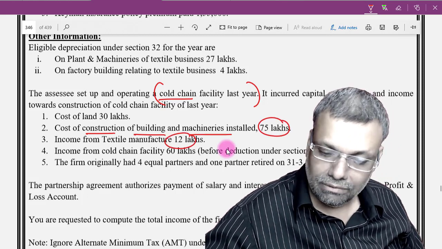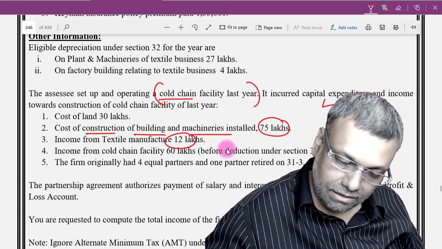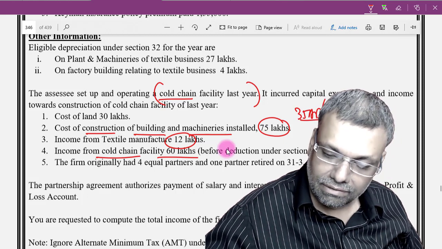Income from textile is 12. Okay, so I will consider textile separately, that is 12. Okay, and income from cold chain facility is 60 lakhs. So 35 AD last year I have a clear number.